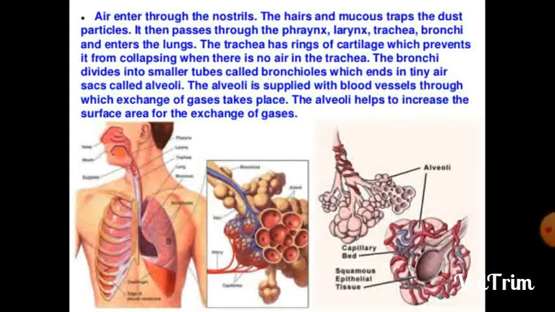Then we have the trachea. Trachea has rings of cartilage which prevent it from collapsing when there is no air in the trachea. Bronchi divide into the bronchioles, and then finally into the alveoli. Alveoli are the exchange area for the gases. They are richly supplied with blood vessels, and they also increase the surface area for the exchange of gases. These alveoli look like a bunch of grapes.